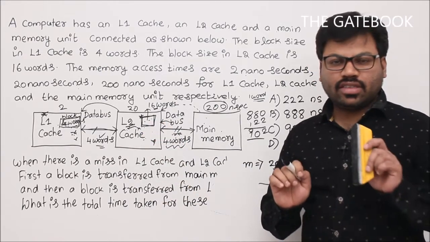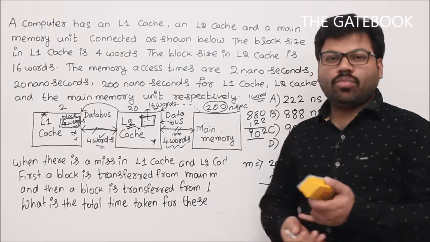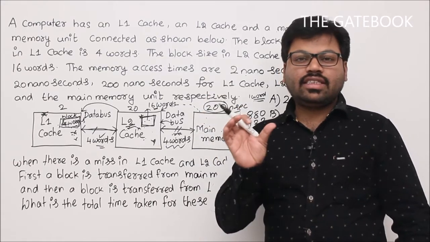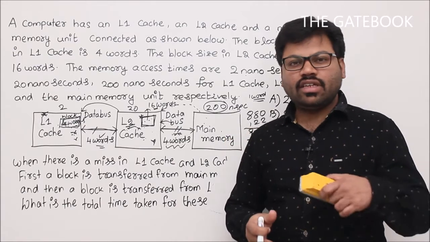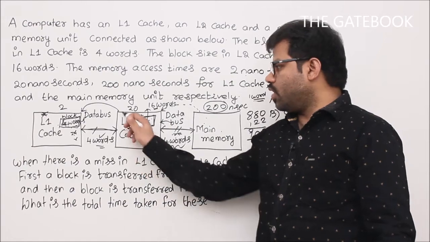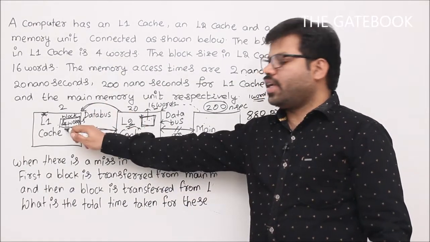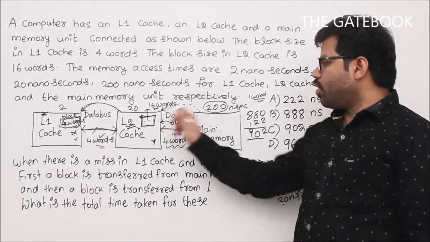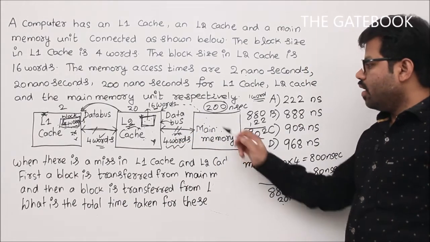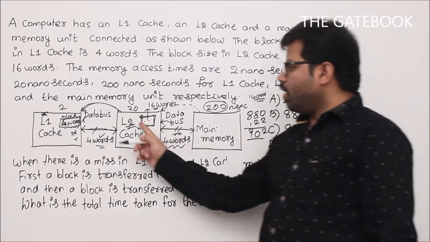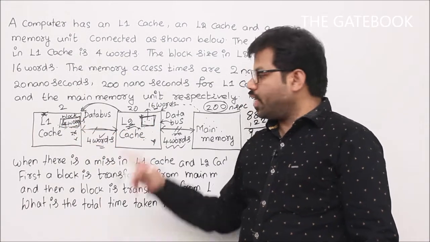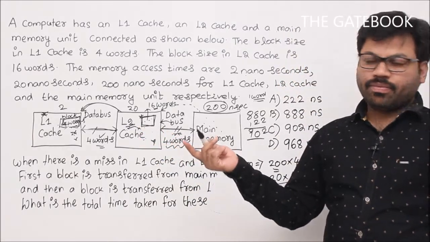So remember one thing: generally when you have different sizes of blocks, then when the transfer occurs, the size of the transfer depends on the requesting component. Here between L1 cache and L2 cache, when you are transferring the data, the requesting component is L1. Similarly, between main memory and L2, we can assume that L2 is the requesting component. That's why it would be 880 here, and here only one block of size 4 words is transferred.